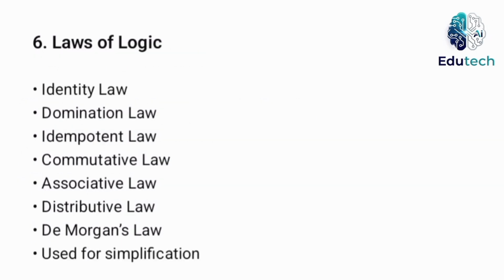Explain laws of propositional logic. Logical laws are rules used to simplify logical expressions. Important laws include identity law, domination law, idempotent law, double negation law, commutative law, associative law, distributive law, and De Morgan's laws. These laws are useful in simplifying logical statements and proofs.